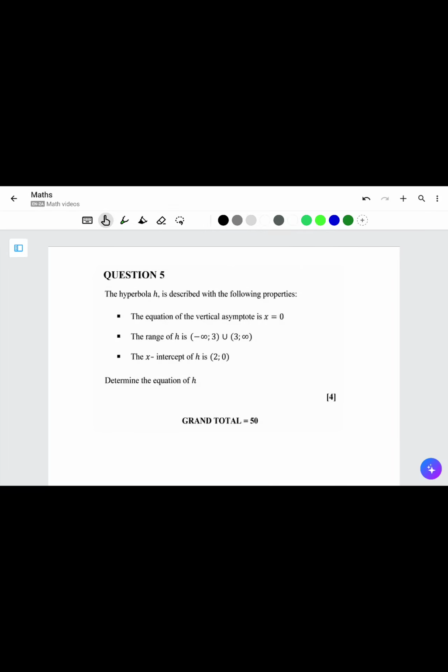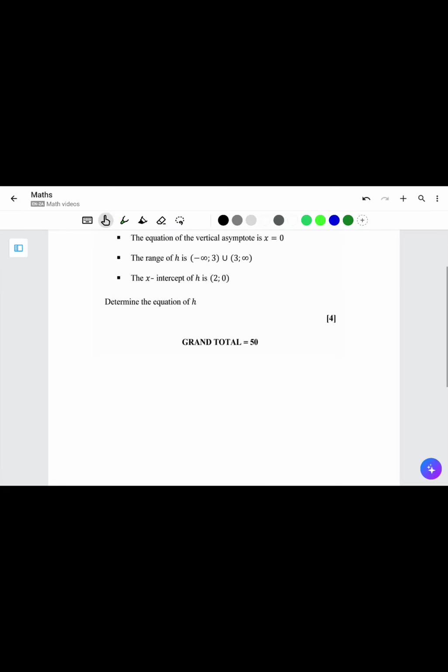Alright, there's one more question. It's question 5. The hyperbola h is described with the following properties. The equation of the vertical asymptote is x equals 0. And the range of h is given there. And then the x-intercept of h is 2 and 0. They want us to determine the equation of h for 4 marks. It's a 4-mark question. This should be fairly easy.